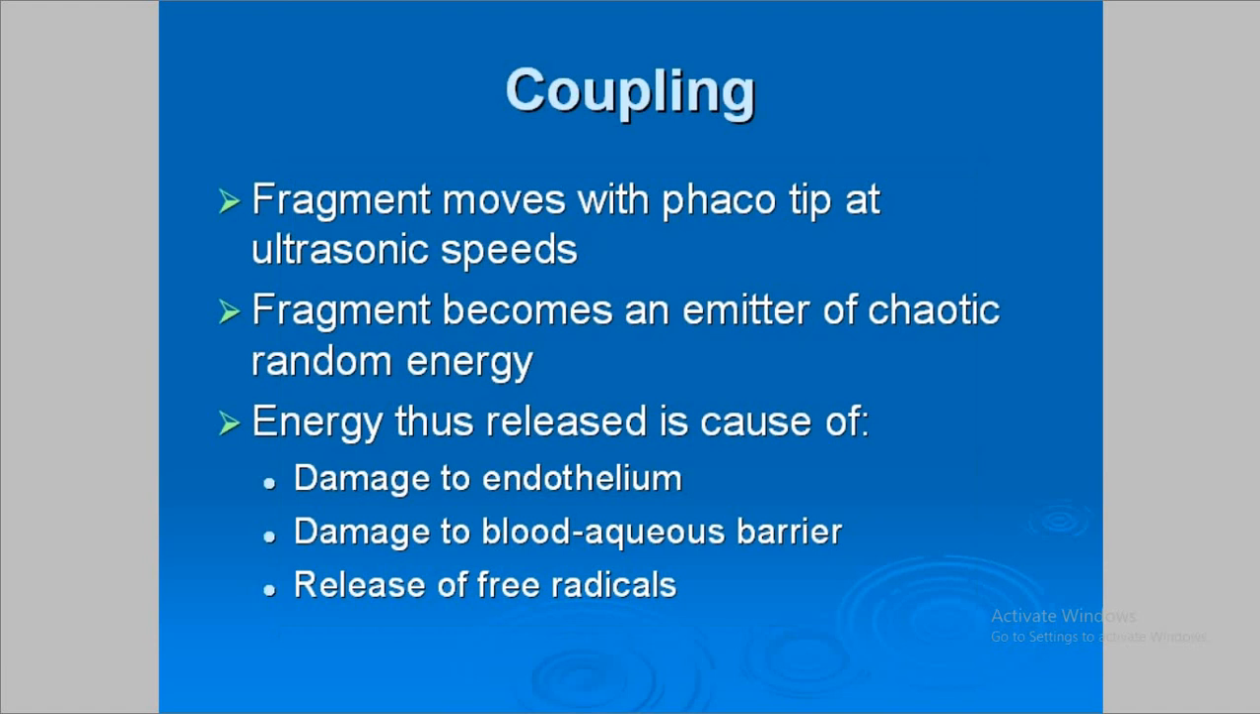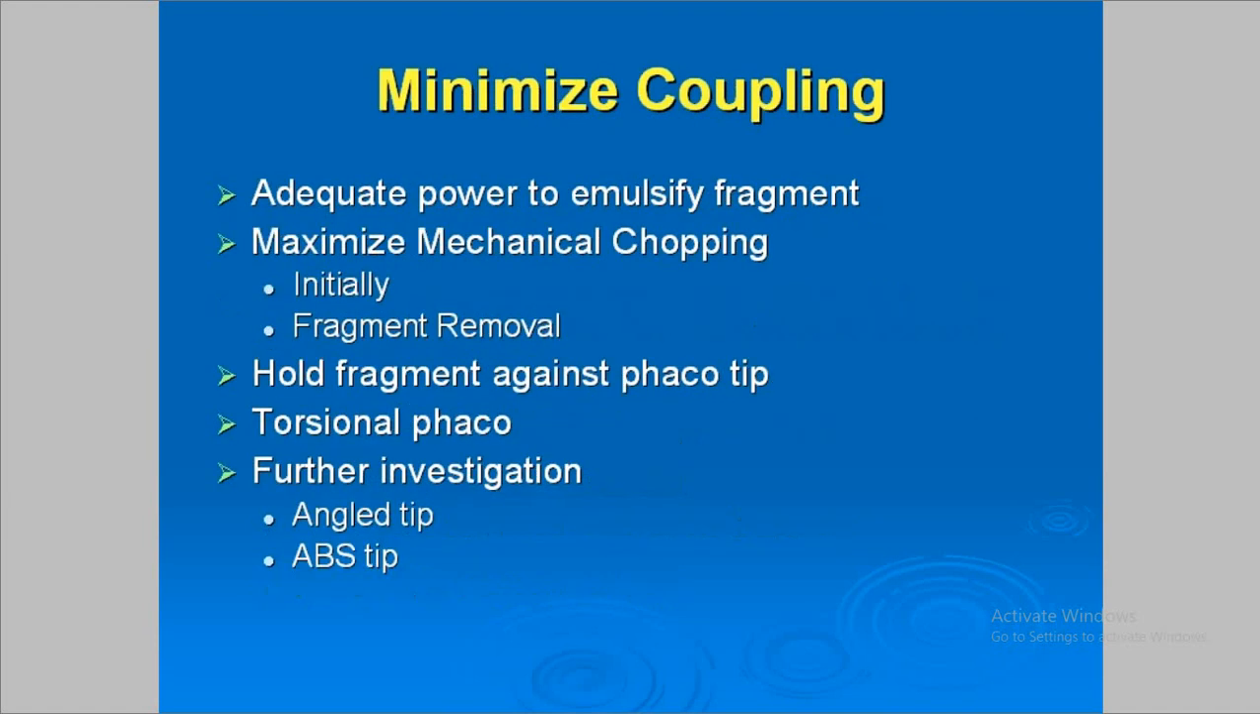So coupling means that the fragment moves with a phaco tip at ultrasonic speeds. It becomes an emitter. The fragment itself becomes an emitter of chaotic energy because what's coming off that fragment is not in any way controlled. It's coming off at all different points at different energies, and that can be the cause of damage to the blood aqueous barrier, endothelium, and may cause the release of free radicals.